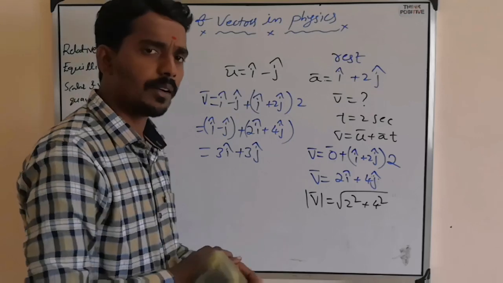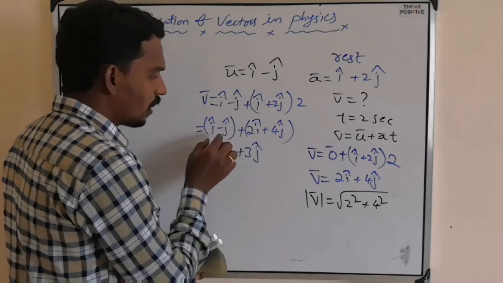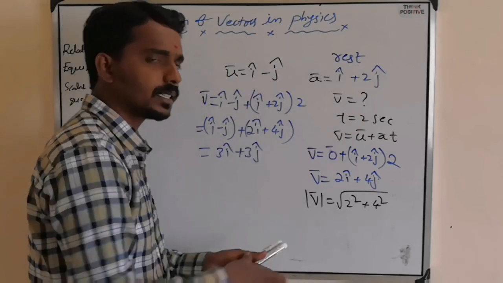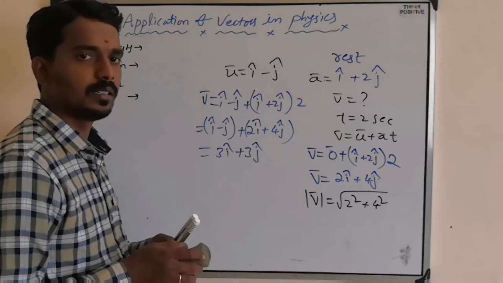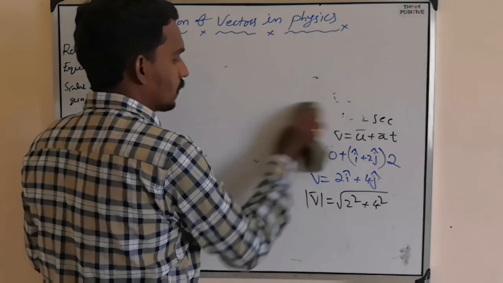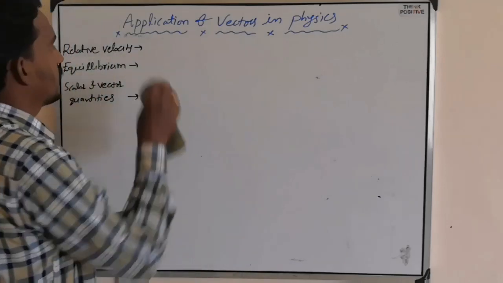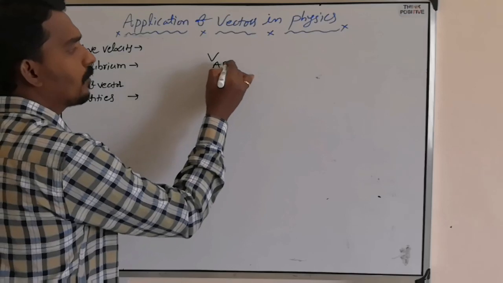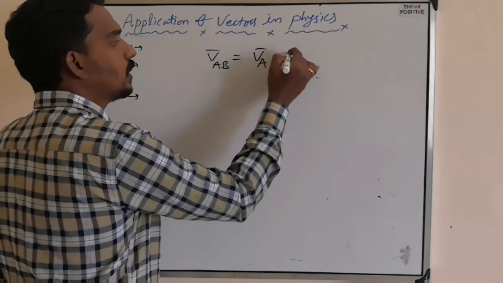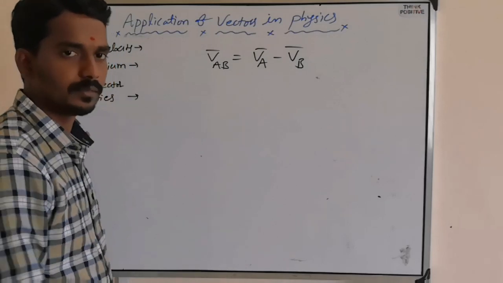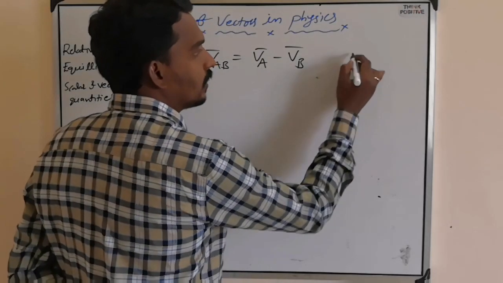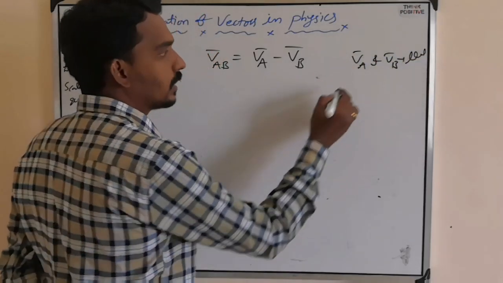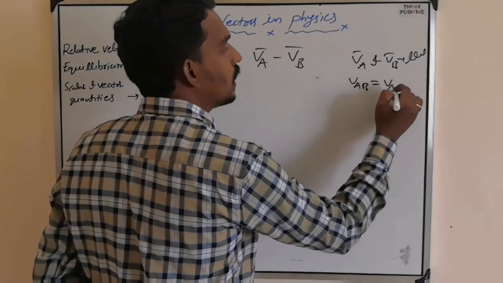Because we have studied in addition of vectors, you have to add i to i, you have to add j to j. That's it. So here everything is coming in terms of what? Vectors. Similarly, consider the relative velocity concept. Relative velocity you have studied, that is the velocity of A with respect to B, that is V A bar minus V B bar. And you said when V A bar and V B bar are parallel, then V AB is V A plus V B.